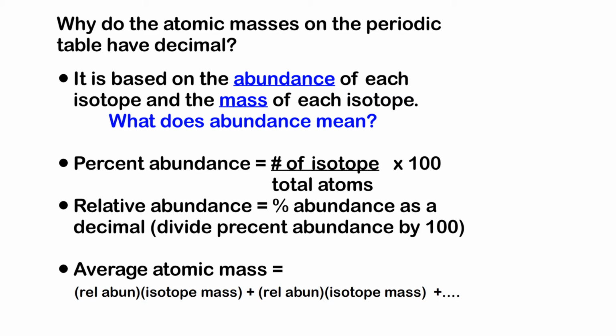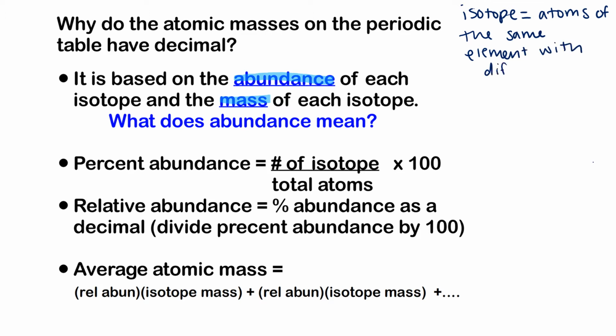So we know that the numbers on the periodic table have a decimal, but we haven't learned why. And that's what we're going to be looking at now. Well, that average mass that you see on the periodic table is based on two important factors. The first is the abundance of an isotope that exists, and the second is the mass of an isotope that exists. Let's remember that isotopes are atoms of the same element with different numbers of neutrons.